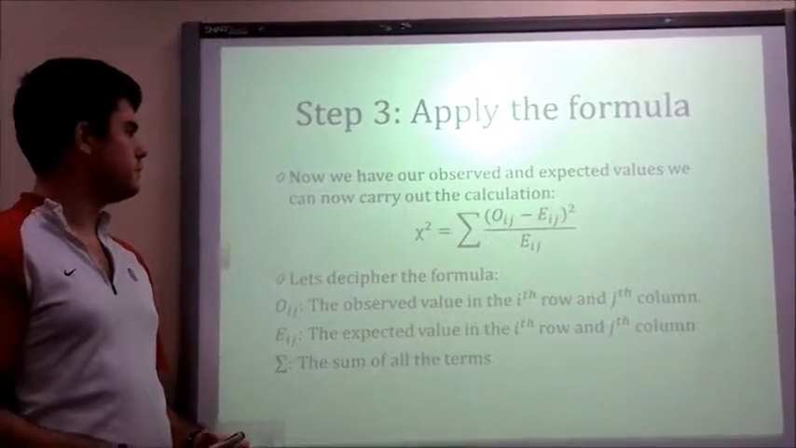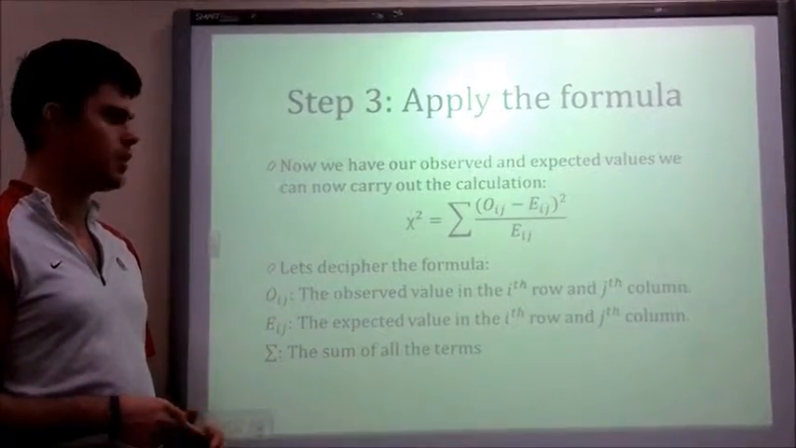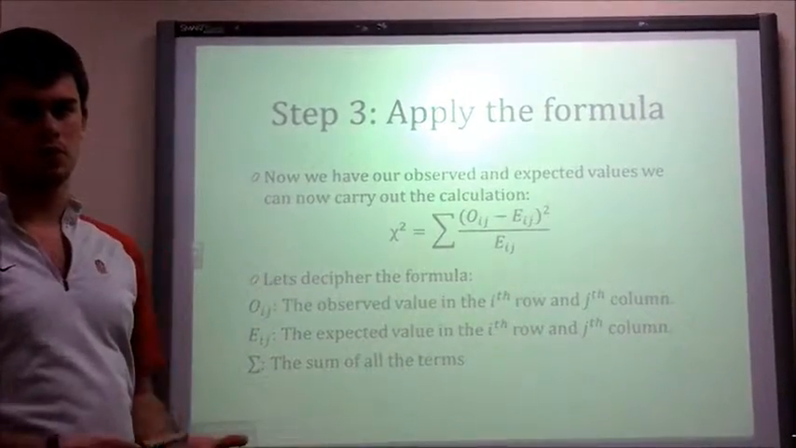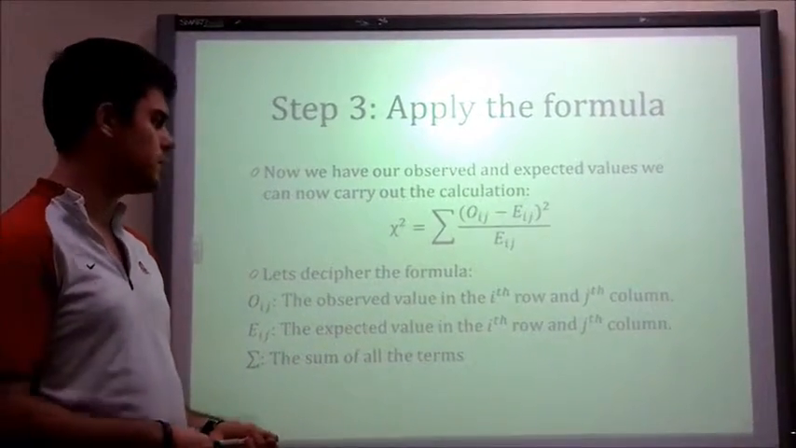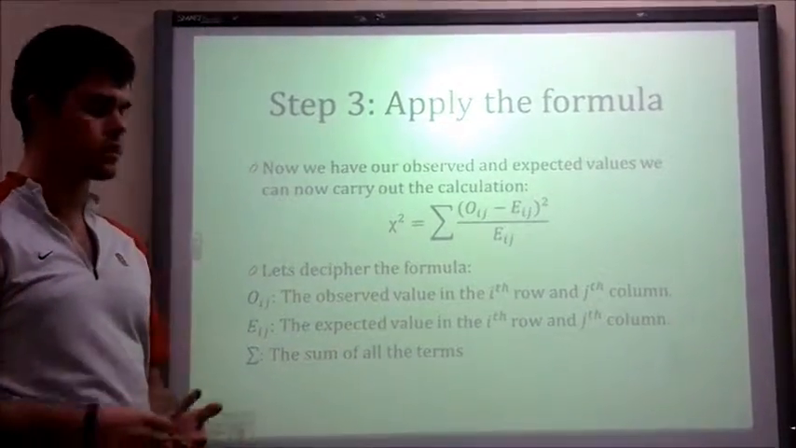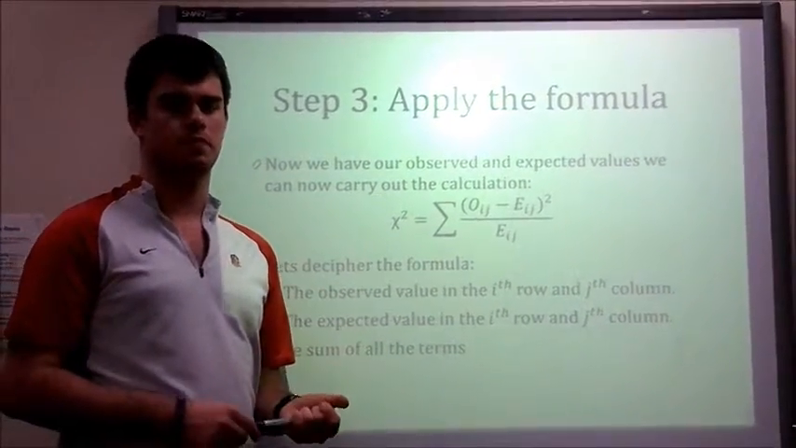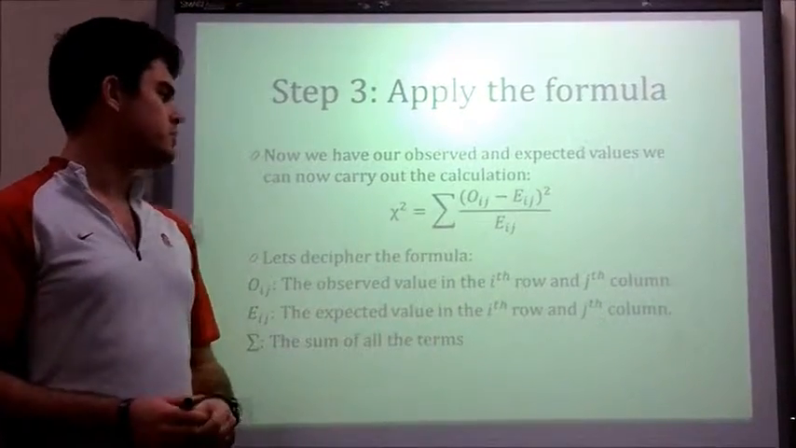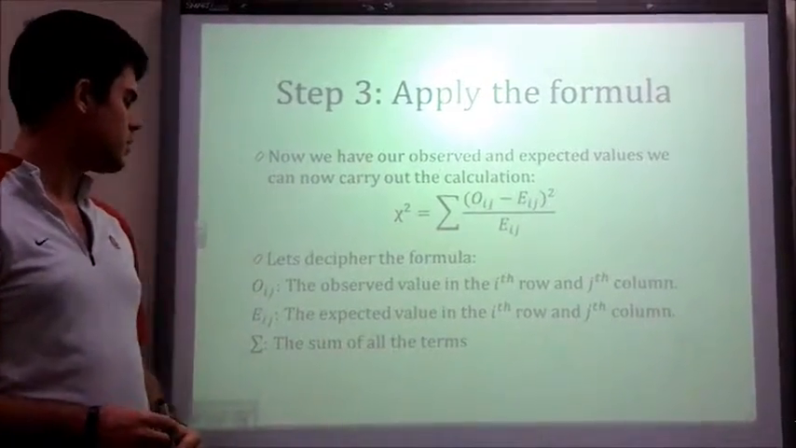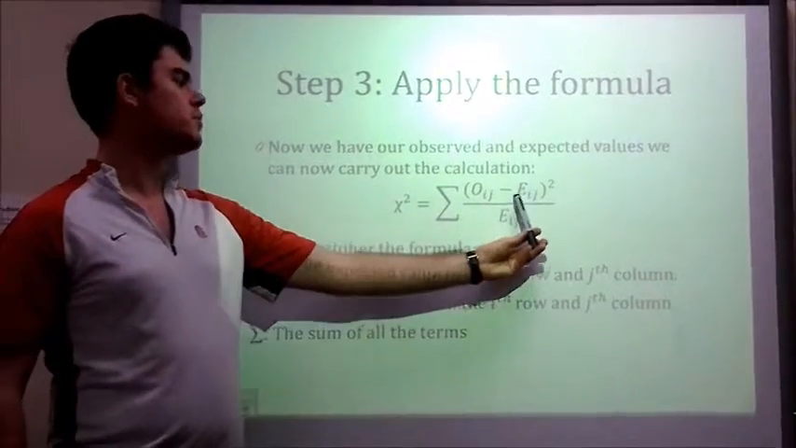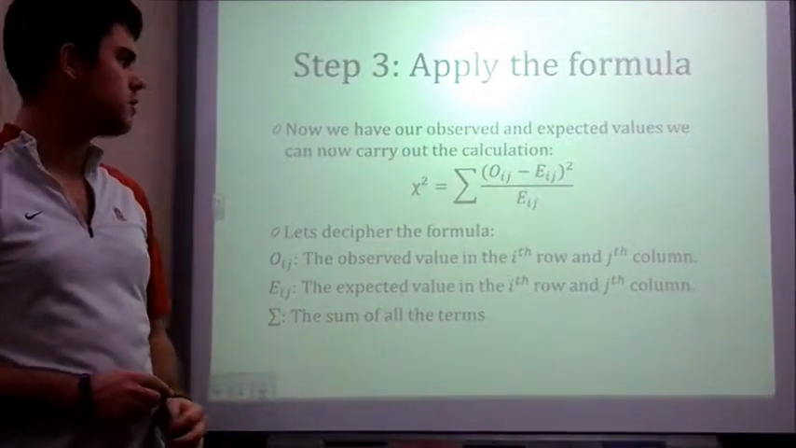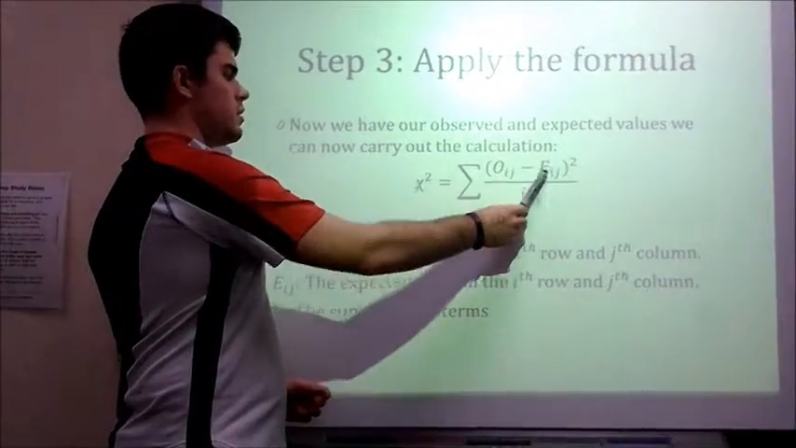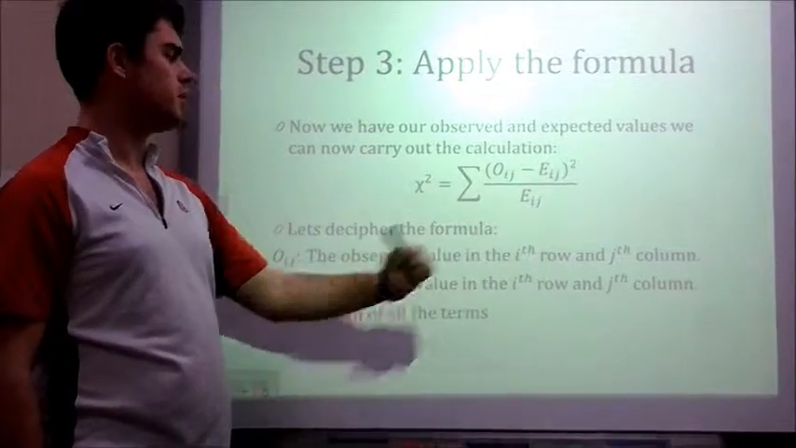Step 3. Apply the formula. So now we have our observed and expected values, we can carry out the calculation. Chi, that's just a Greek letter by which this test is signified. The sigma notation just means that you're adding every term in the calculation. Our observed value in the ith row jth column is denoted by Oij, and our expected value in the ith row jth column is denoted by Eij. So it's observed value, take expected value, all squared, divided by expected value.